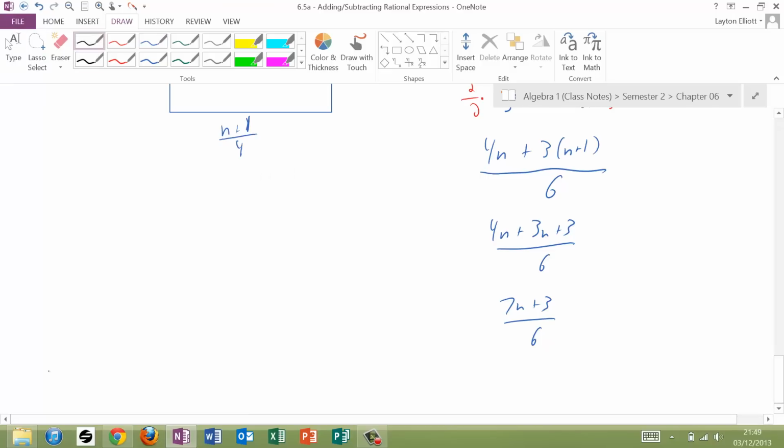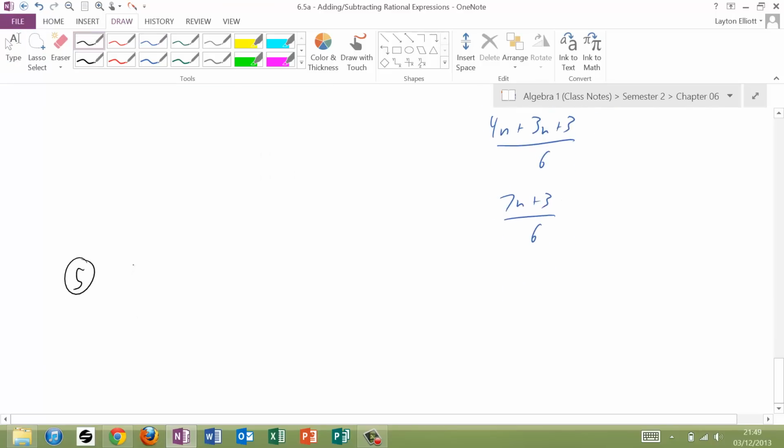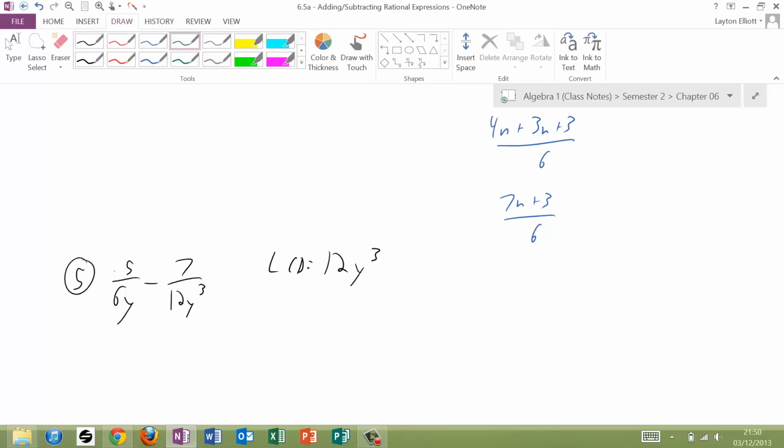Okay, next example. Got several left. Number 5, 5 over 6y minus 7 over 12y cubed. Okay, now we're starting to get a little bit more complicated. We're going to state an LCD. If I compare the 6 and the 12, I'd have to state a 12, the y and the y cubed. I want a y cubed. Let's figure out what do I have to multiply the 6y by to get to 12y cubed. It'd have to be a 2y squared.